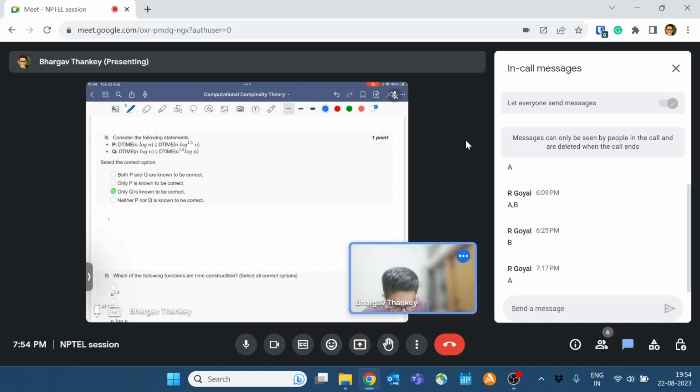So n to the log n. To show that P is correct, we need to show that this is true, right? Is this fine? Yes. Okay, but this thing is equal to, let me write equal to first.